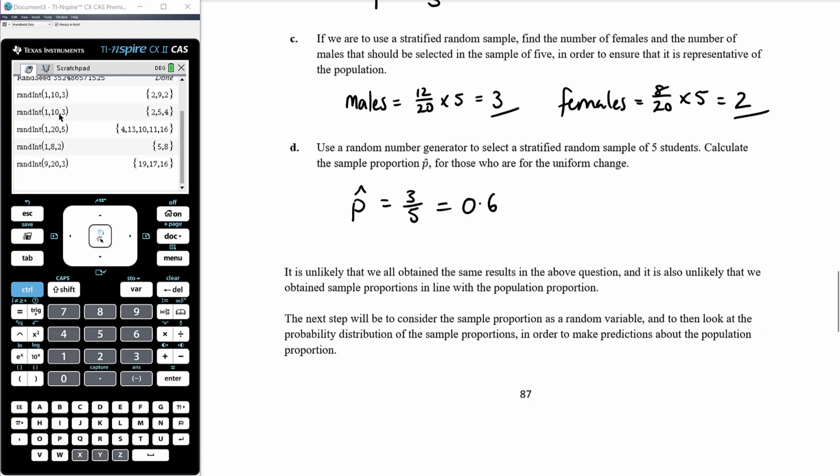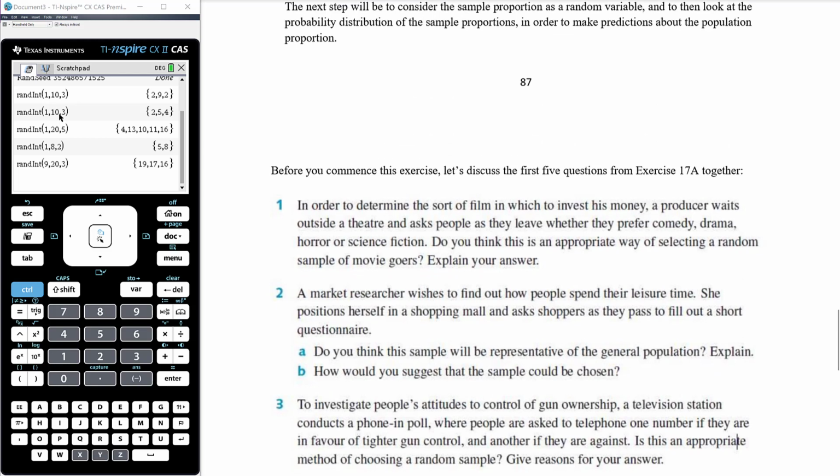So, as I said, it's unlikely that we all obtained the same results in this question, and it's also unlikely that we all obtained the same sample proportions, that they're in line with the population proportion. So, as I said, the next thing that we want to be able to look at is to consider the sample proportion as a random variable, and to look at taking lots of samples and look at the probability of getting the population proportion within the sample. So we'll be looking at that in the next video.